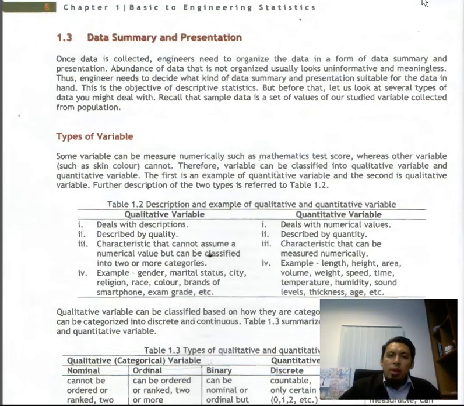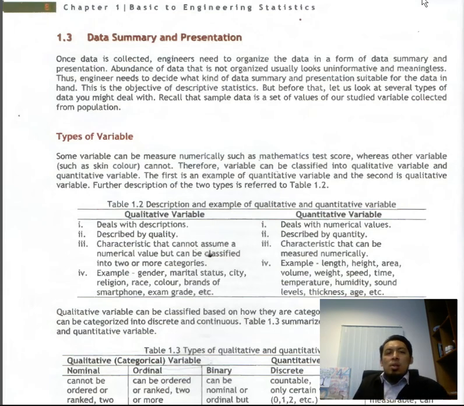In data summary and presentation, you are going to learn how to summarize the data and present it graphically and numerically. What are the available kinds of charts that you can use to represent your summary of the data, and how to present it numerically. In other words, this is descriptive statistics.